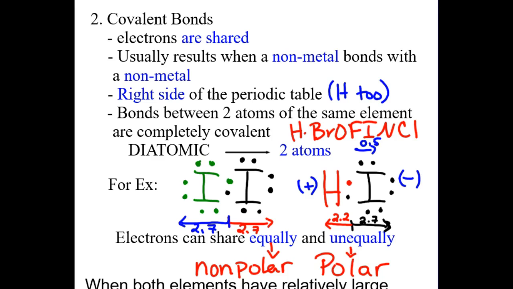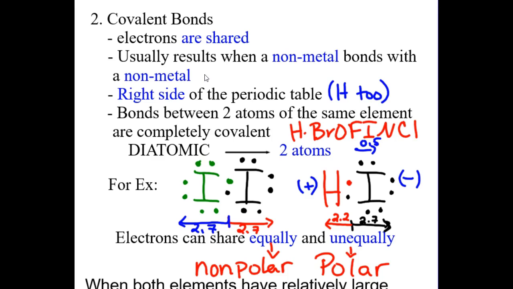Next, we moved on to covalent bonding. Covalent bonding is when electrons are shared, and this usually results when a nonmetal bonds with a nonmetal. Now, this can either be the same nonmetal bonded to itself, which would form a nonpolar bond, or it can be 2 different elements bonded to each other, which would form what we call a polar bond.